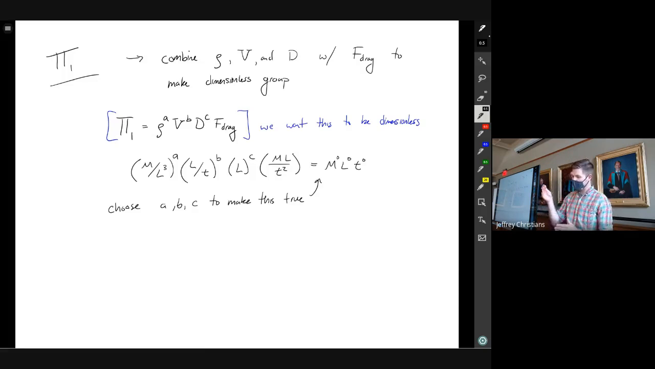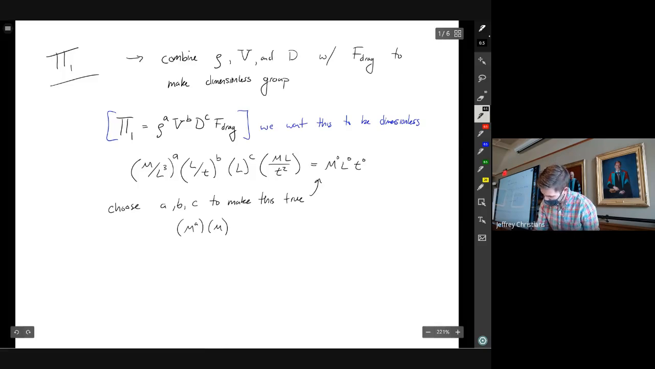Right. So in all of these cases, we're multiplying these different factors together. So that's going to be, like, m to the a times m is equal to m to the a plus 1. So when we have multiplied things, the exponents are going to add.